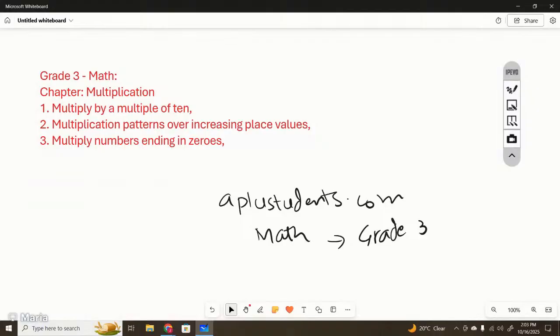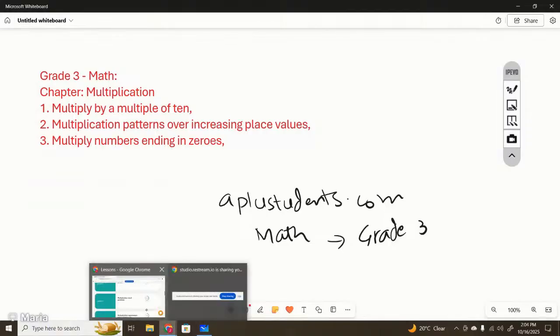The lessons we're going to cover today are multiply by a multiple of 10, multiplication pattern, increasing place values, multiply numbers with zeros. So please make sure you have your notebook and pencil so that you can note down important examples and definitions as well. The first lesson is multiply by a multiple of 10.